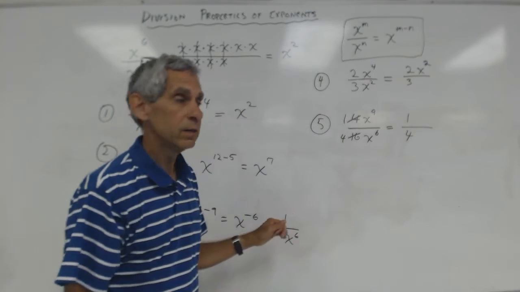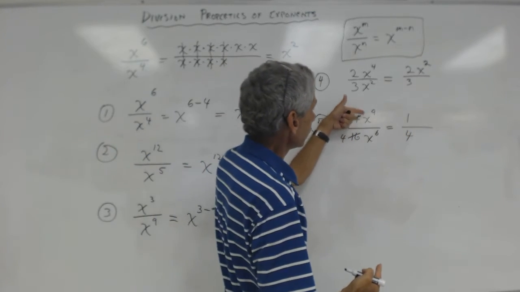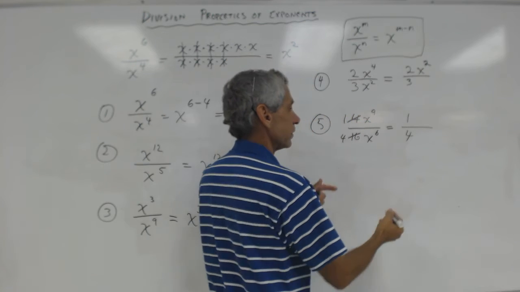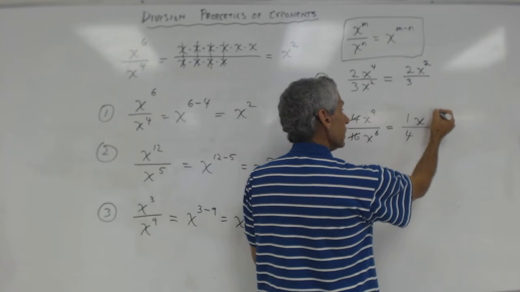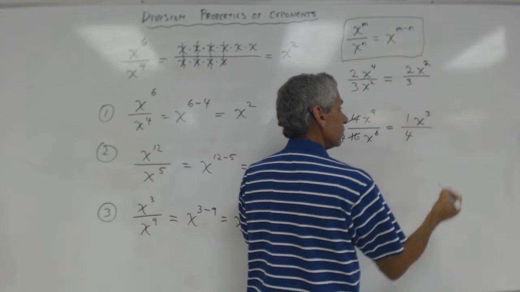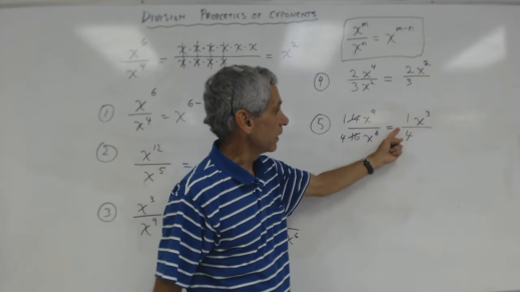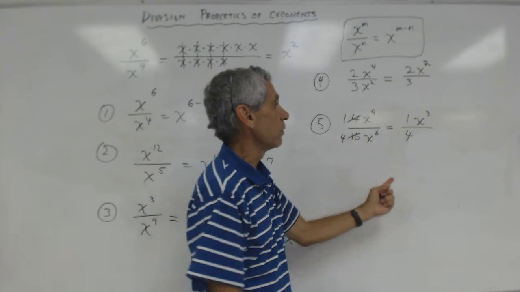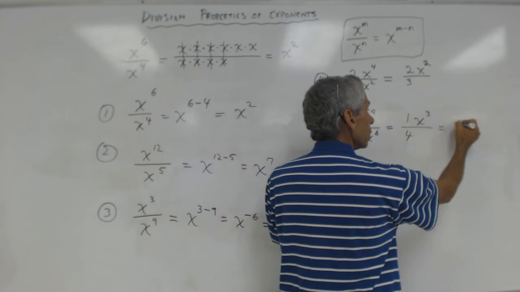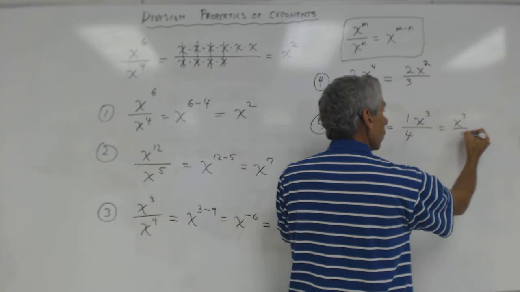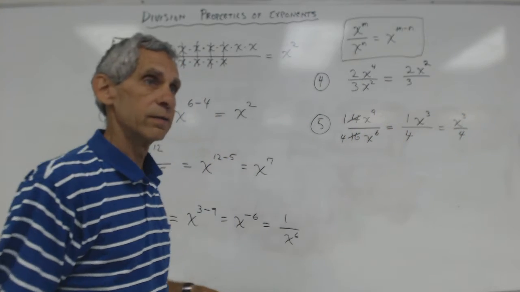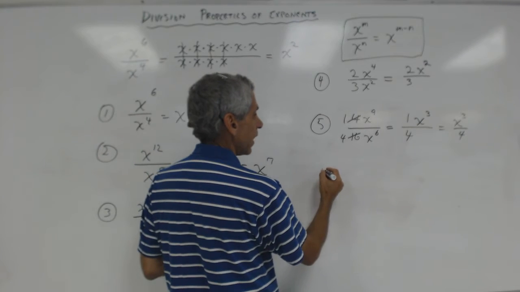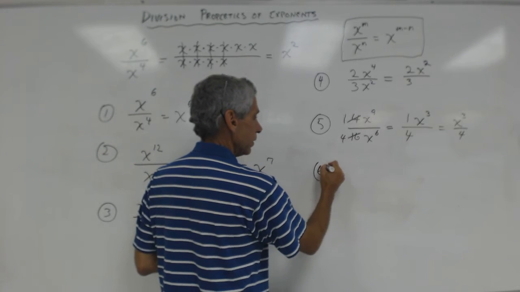You with me? And now I say I have x to the 9 minus 6. And so it's x to the 3rd, and it goes upstairs, right? x to the 9 minus 6 is 3. x to the 3rd. You can either keep the answer like that, or you could rewrite it as x cubed over 4. You don't need the 1 in front of it, but you can. It doesn't matter.